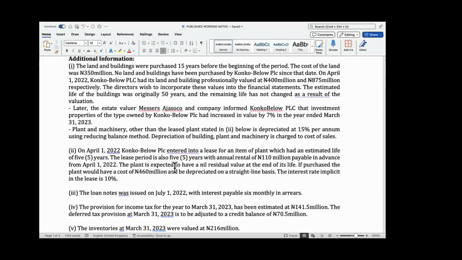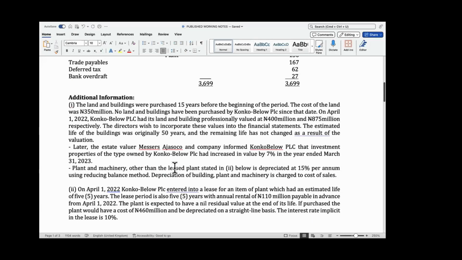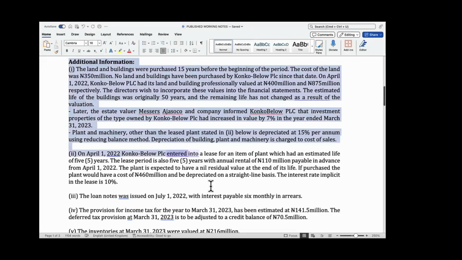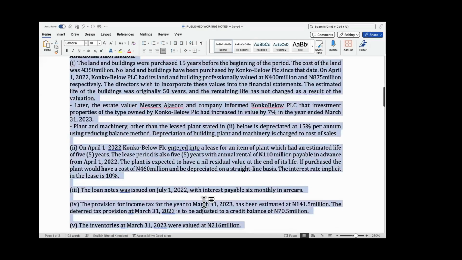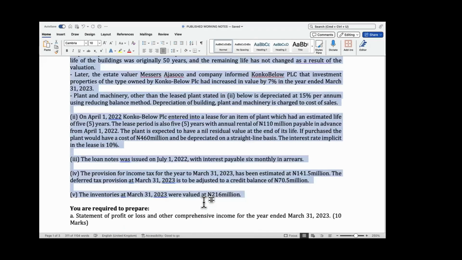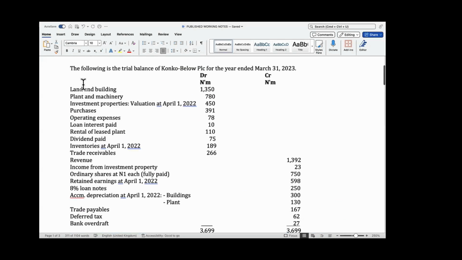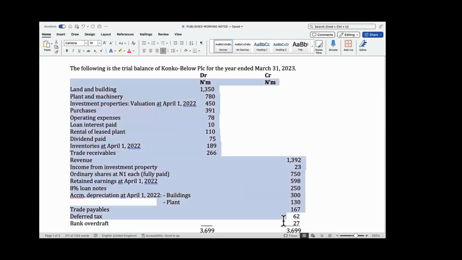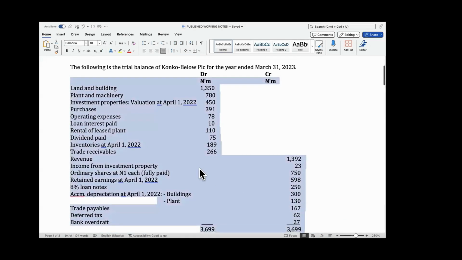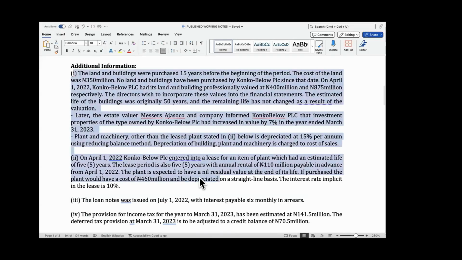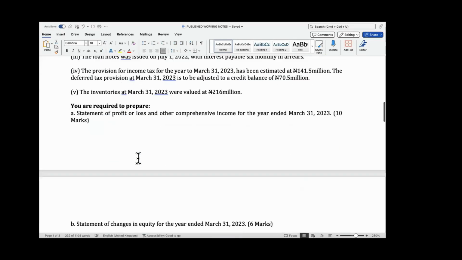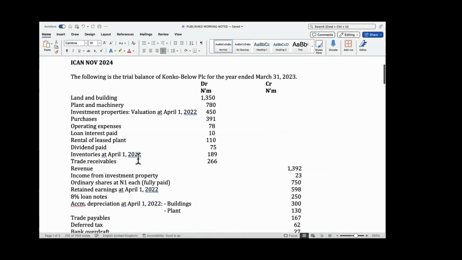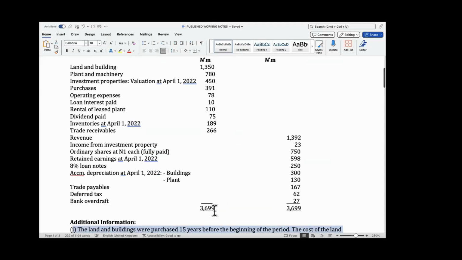The reality is this, I can decide to ignore this whole additional information, and I can prepare all of these statements using this trial balance. I hope you all agree with that. I can ignore all of this additional information and prepare my statements, and it will definitely balance because this trial balance balanced.